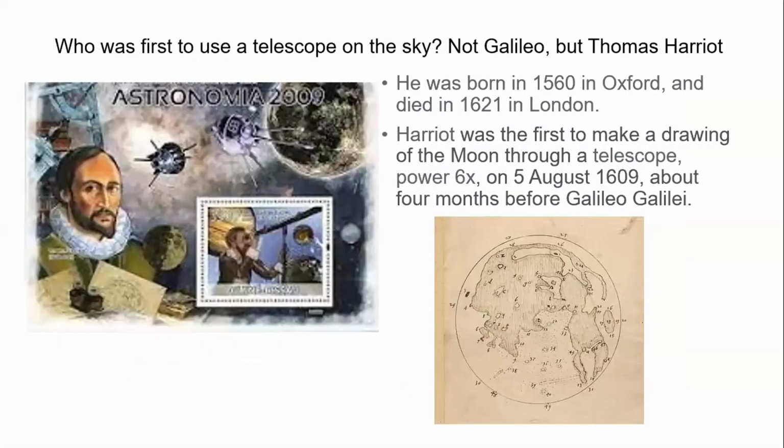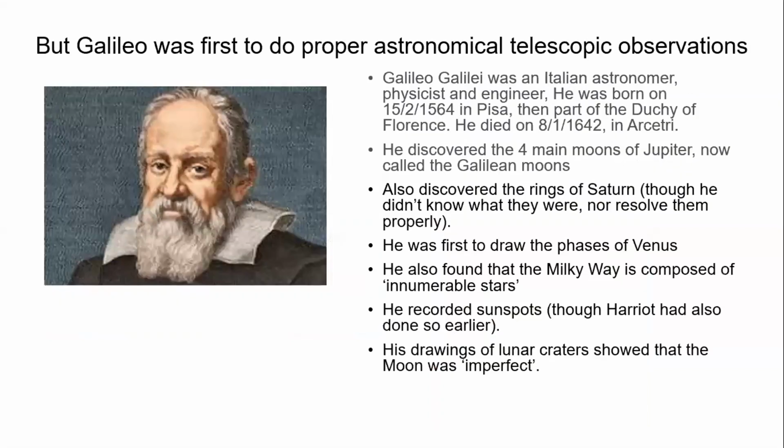But he wasn't the first one to actually turn a telescope to the sky, and it wasn't Galileo either, although a lot of people would say it was. Thomas Harriot, an English guy, there's the dates there. He made a drawing of the moon through a telescope with a magnification of 6 in August 1609, and that's 4 months before any recorded observation by Galileo. So Thomas Harriot has the honor of being the first telescopic astronomer.